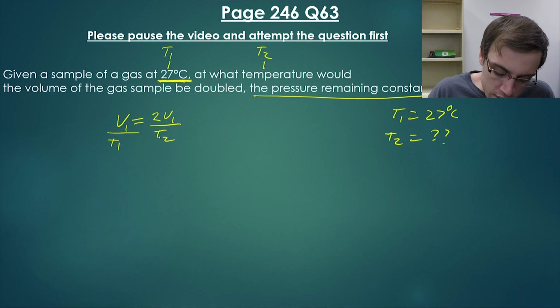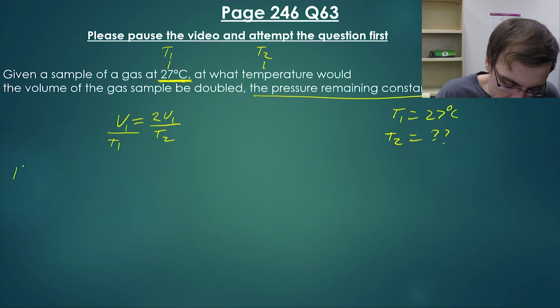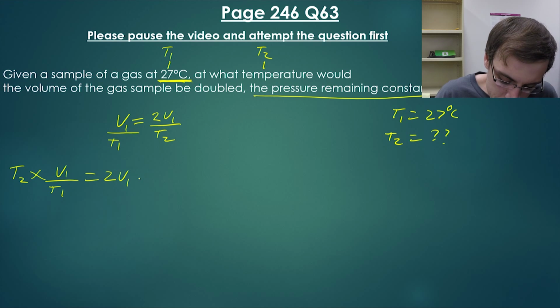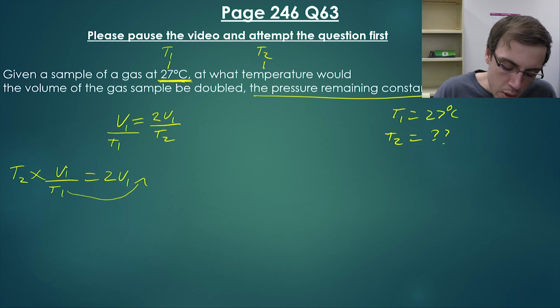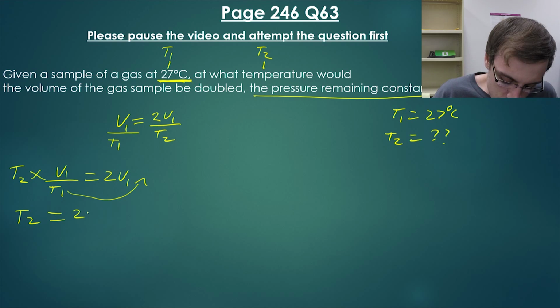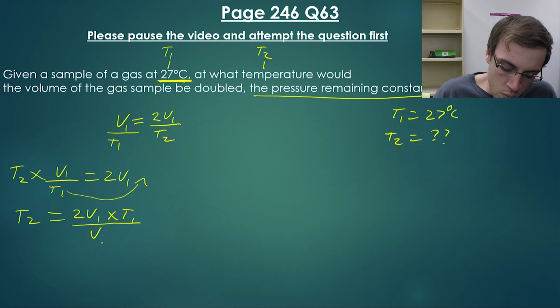So I'm going to see that this is a divide, so I'm going to move the T over here. So we're going to have T2 times V1 over T1 is equal to 2V1. This here is a divide, so I'm going to move this over here. The relationship between V1 and T2 is a multiply, so that's going to turn into a divide. So that means that we're going to have T2 is equal to 2V1 times T1 divided by V1.